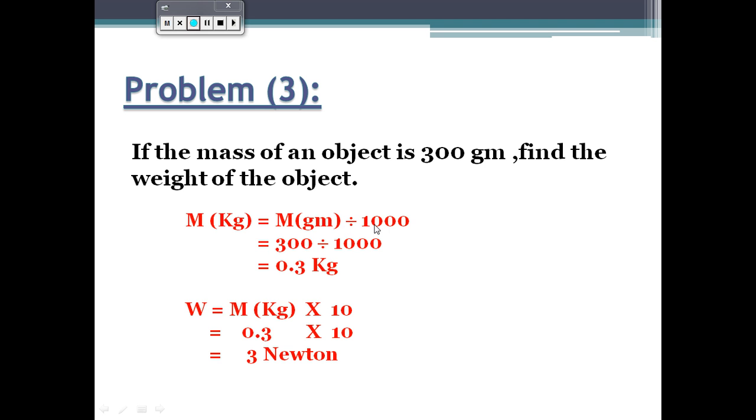So if we need to change the mass in gram to kilogram, we divide by 1000. So mass in kilogram will be 300 divided by 1000, which is 0.3 kilogram. Now we are ready to get the weight because we changed the mass to kilogram. Weight equals mass in kilogram by 10. 0.3 by 10 equals 3 Newton.